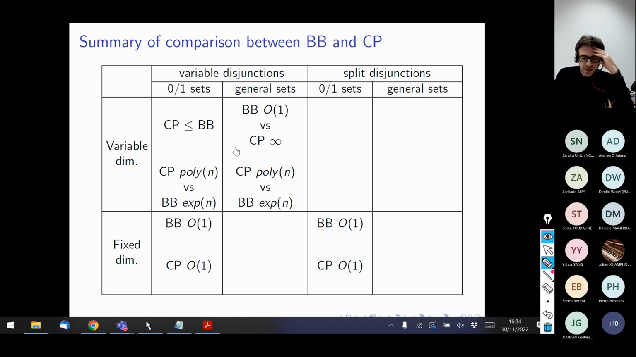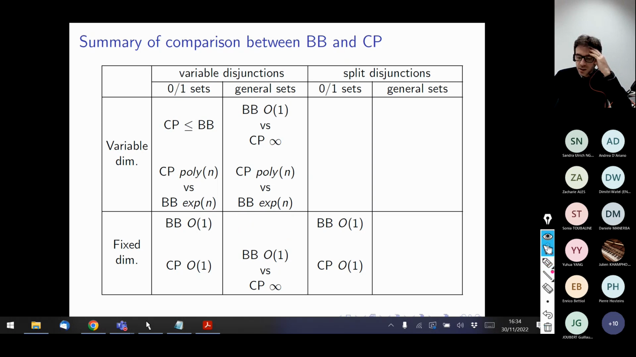Now, as I said, this example is in dimension 2, so I can also write it here. It's an example also in fixed dimension. So I can also write that this example works for fixed dimension. So the next question is what should I write here? Do I also have an example in which the cutting plane approach is better than branch and bound, or branch and bound is always better than cutting plane?